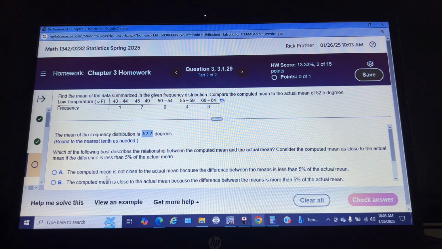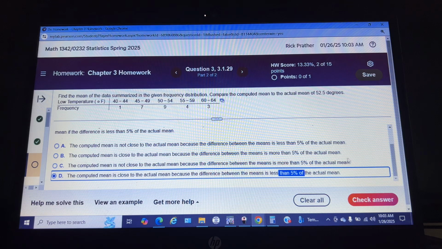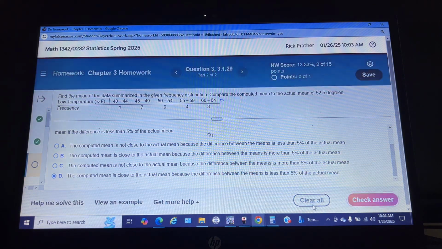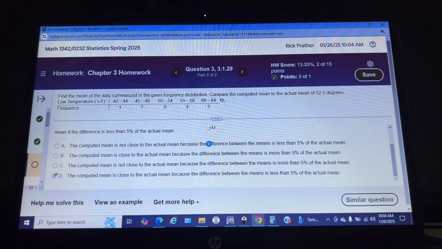So the computed mean is close to the actual mean because the difference is less than 5%. If you're less than 5%, then that's pretty close. I'm not going to calculate it, but it's close enough that I can assume that's less than 5%. That's the idea that you hope happens: the calculated mean will be close to the real mean if it's not too far away, so you don't want it to be more than 5% away.